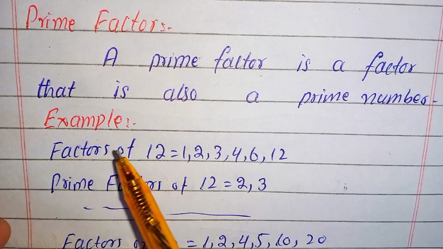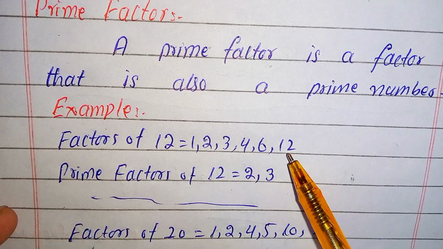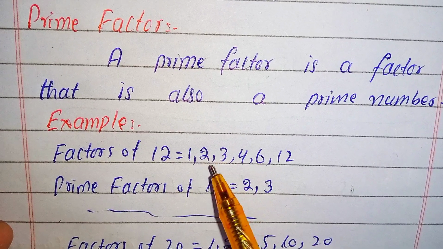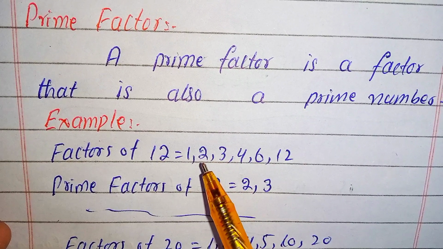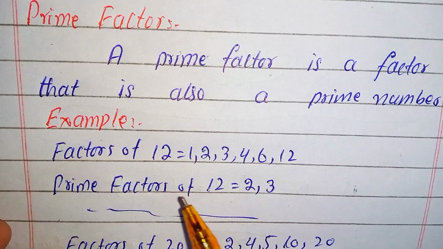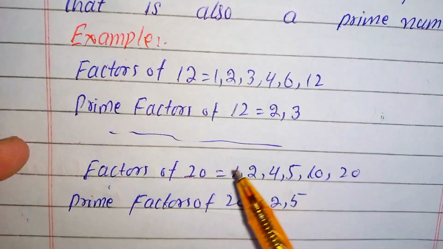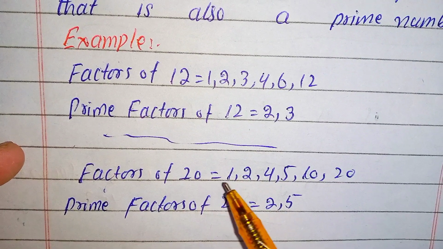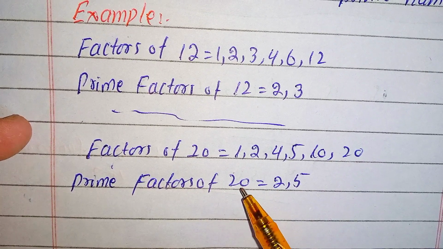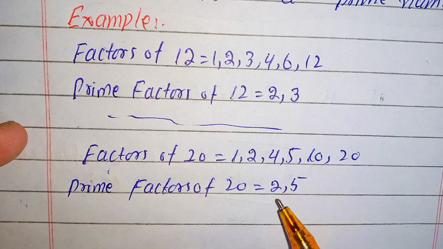For example, the factors of 12 are 1, 2, 3, 4, 6 and 12, while the prime factors of 12 are 2 and 3. Factors may be composite numbers or prime numbers or one, but prime factors must be prime numbers, just like the prime factors of 12 are 2 and 3. In another example, the factors of 20 are 1, 2, 4, 5, 10 and 20, while the prime factors of 20 are 2 and 5 because these prime factors are prime numbers.